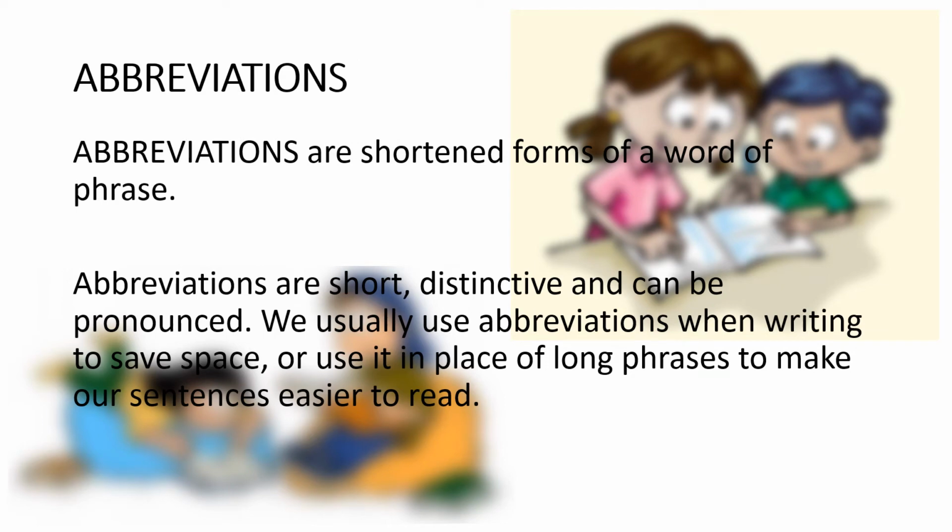While researching or writing about the things that we have learned, it is not uncommon for us to use abbreviations. Abbreviations are shortened forms of a word or a phrase. Abbreviations are short, distinctive, and can be pronounced. We usually use abbreviations when writing to save space, or use it in place of long phrases to make our sentences easier to read.